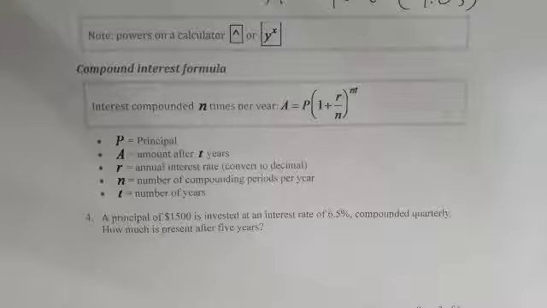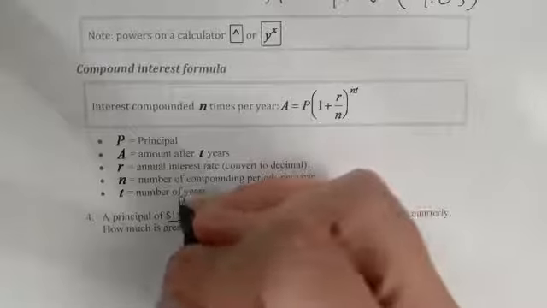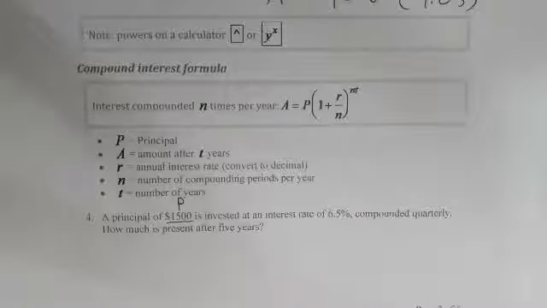A principal of $1,500 is invested at an interest rate of 6.5% compounded quarterly. How much is present after 5 years? Ooh, they are giving us a lot of information. But I want to look. This is my principal. So that should be my P variable.